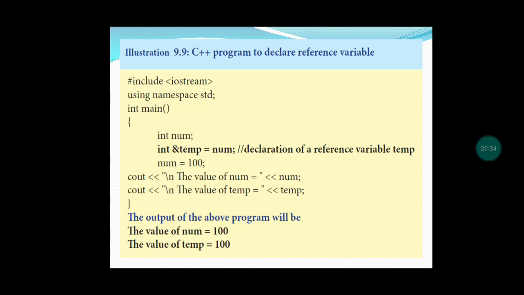So we have given the num as 100, so the temp is also 100. Finally, we are getting the output as the value of num equal to 100 and the value of temp equal to 100. So both the memory addresses are the same. Because of that only we are finally getting the answer as 100 for both num and temp. This is called reference variable.